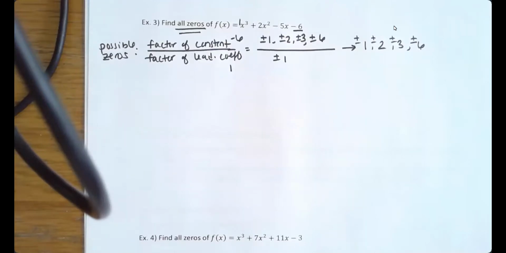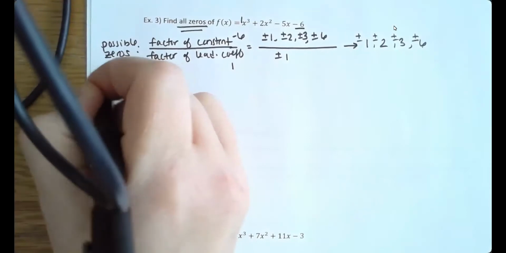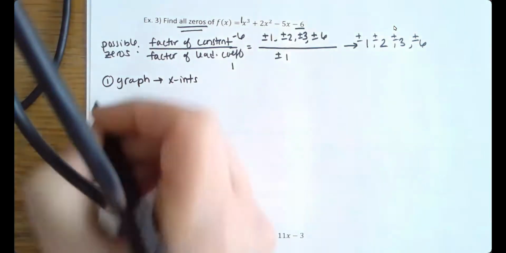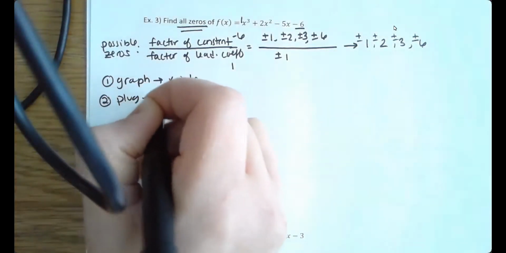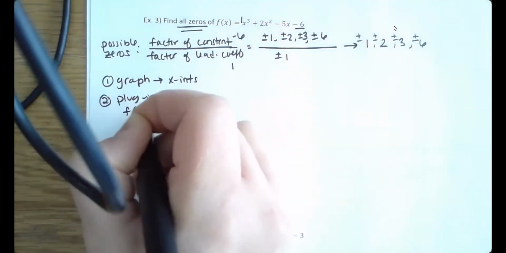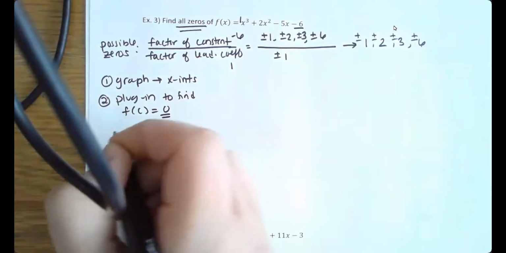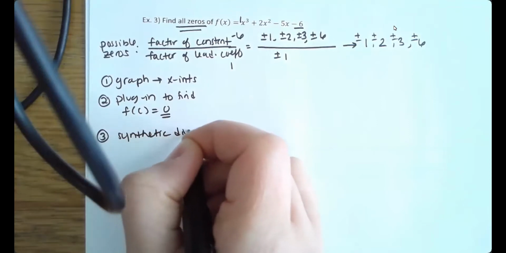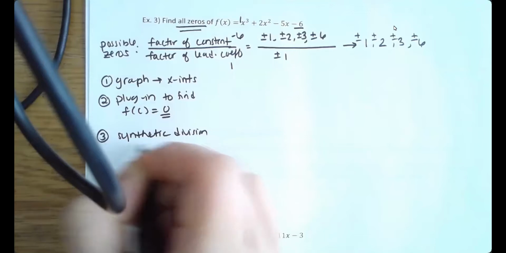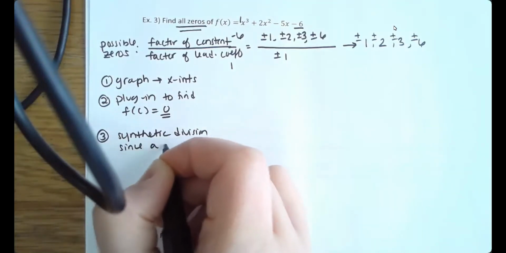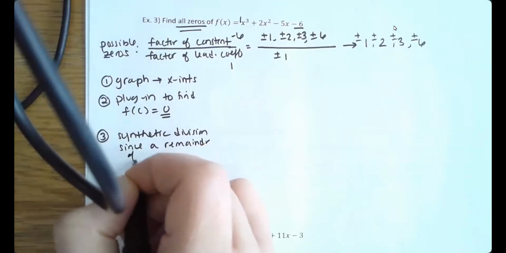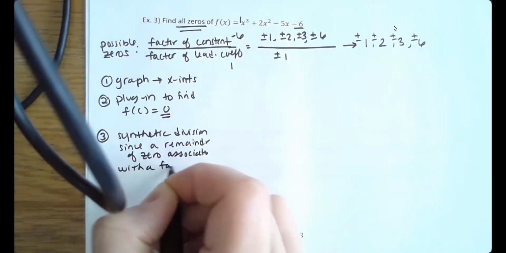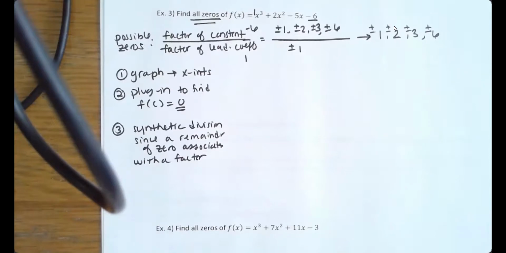Now, like I've said before, there are different ways to think about this, right? One way is to graph and see if you can find any x-intercepts. Another way is to plug in to find the values that give you 0 as an output. And the third way is to use synthetic division, since a remainder of 0 associates with a factor. So there are three main ways that you can do this.